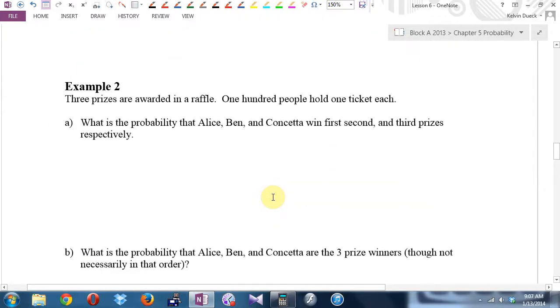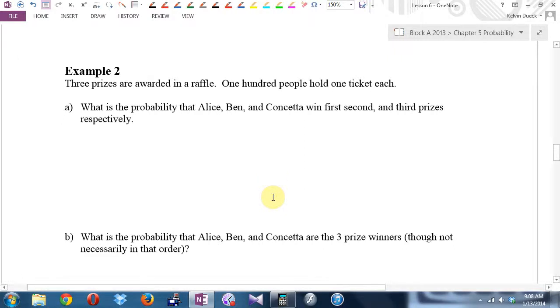We'll win Lotto 649 and then we'll stop for the day. But we'll start out looking at a generic raffle.